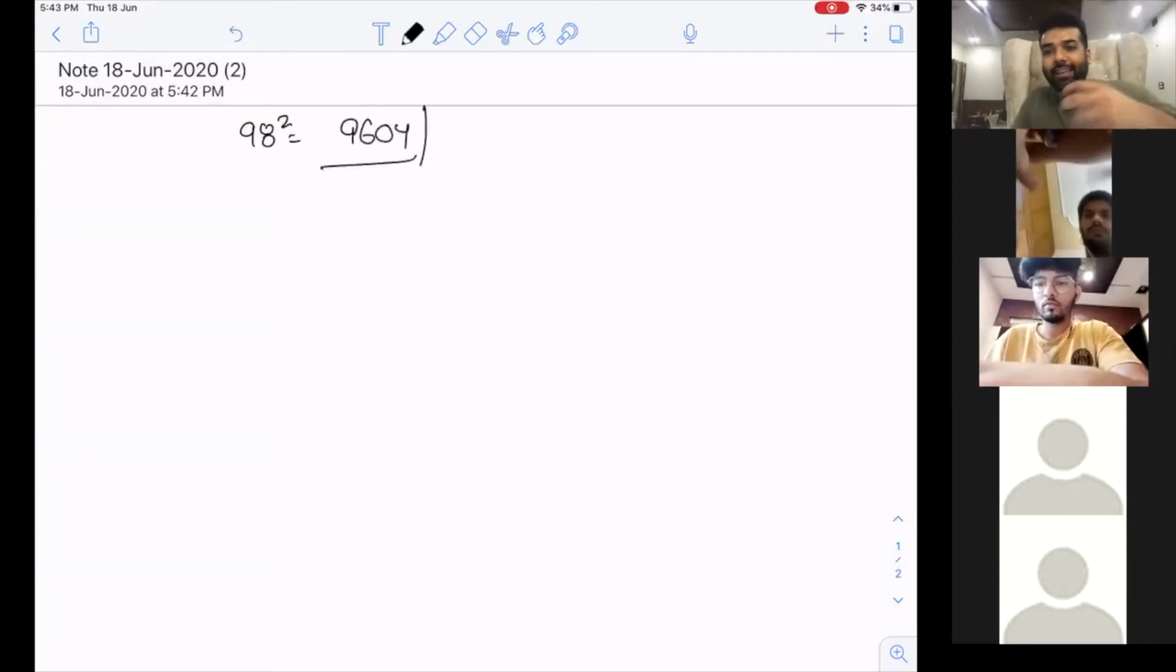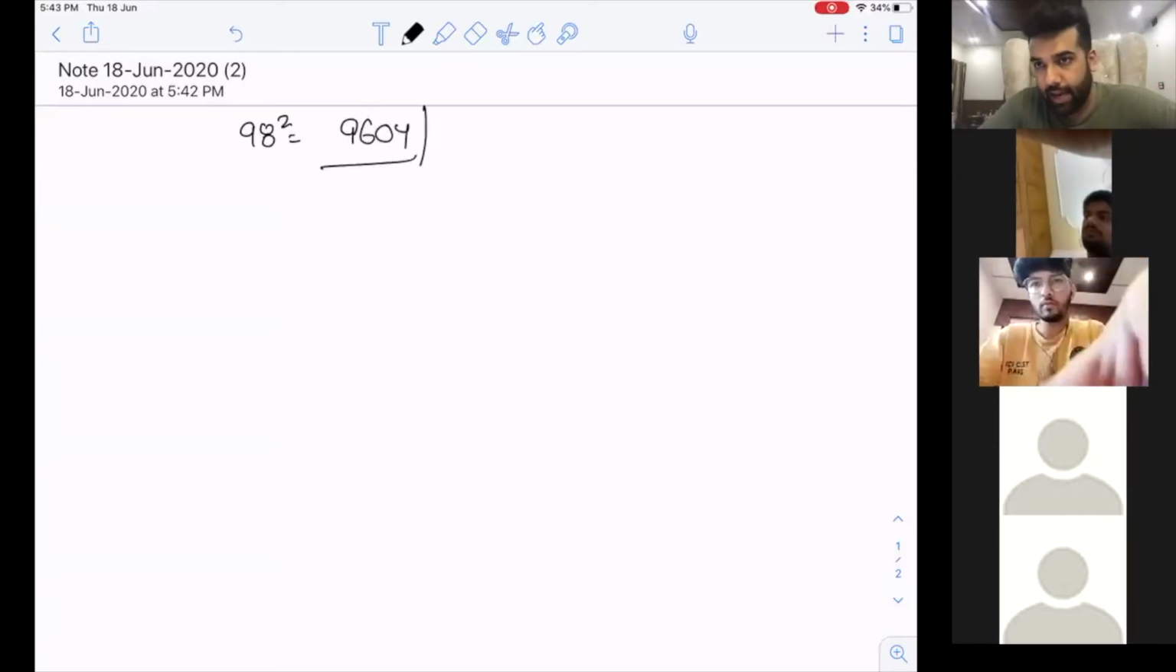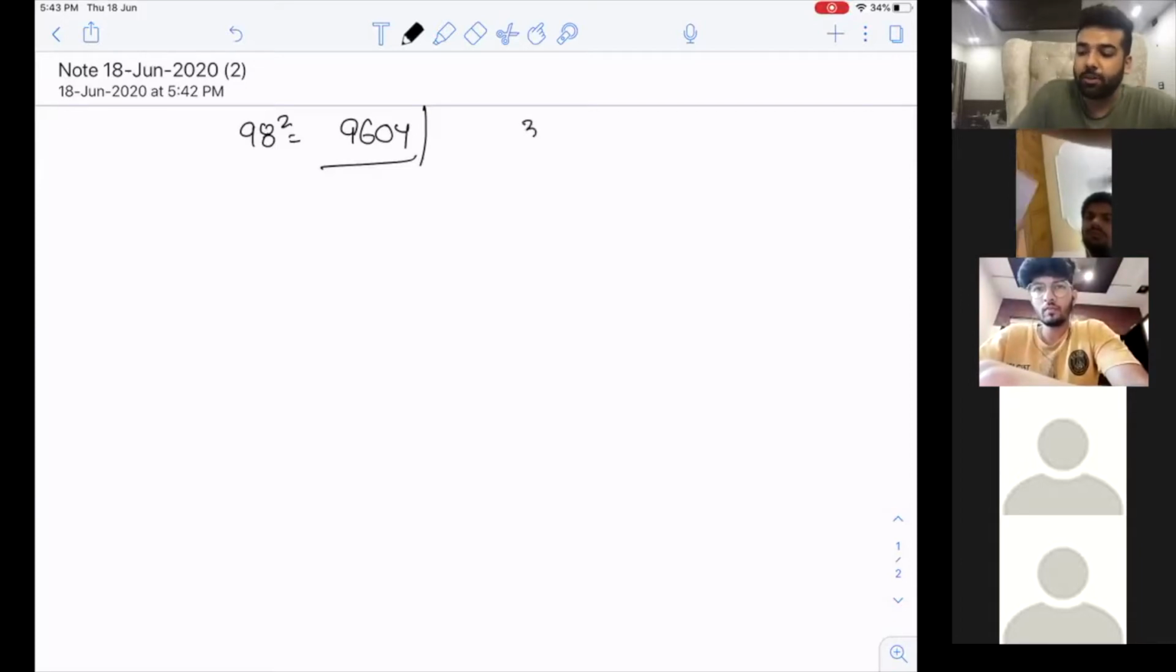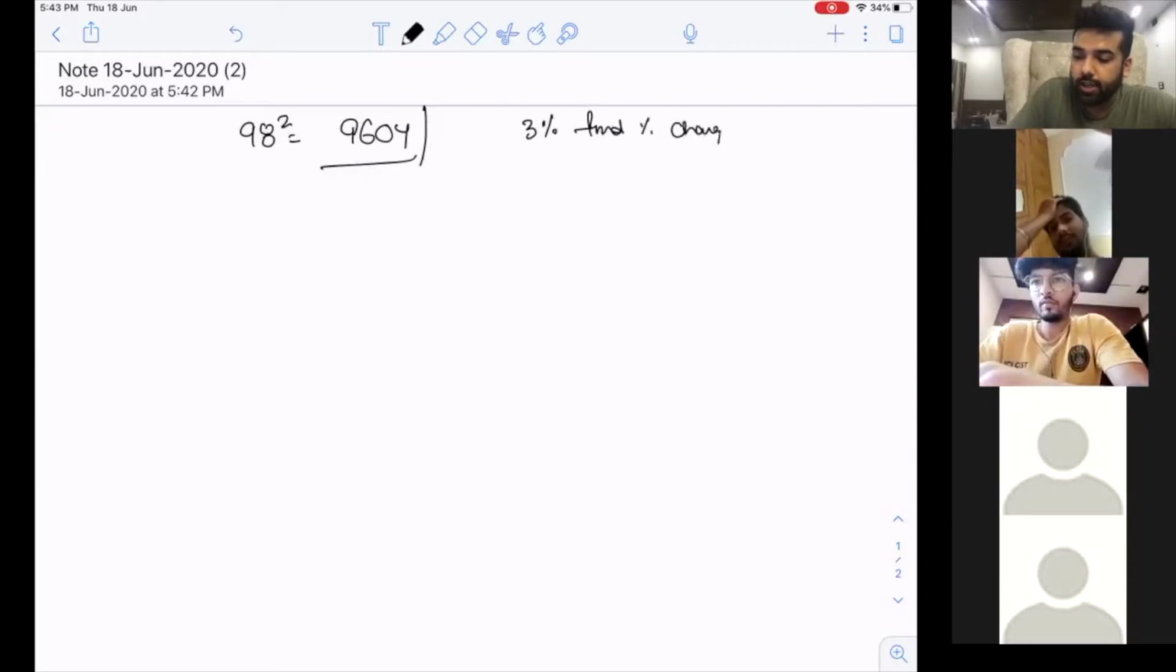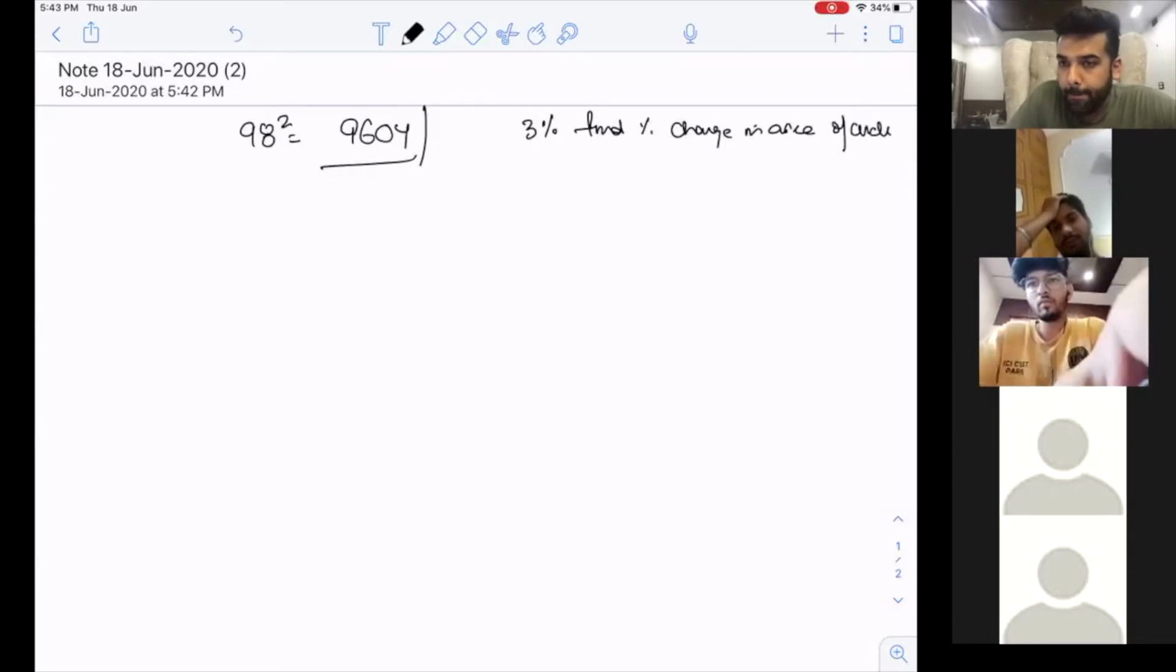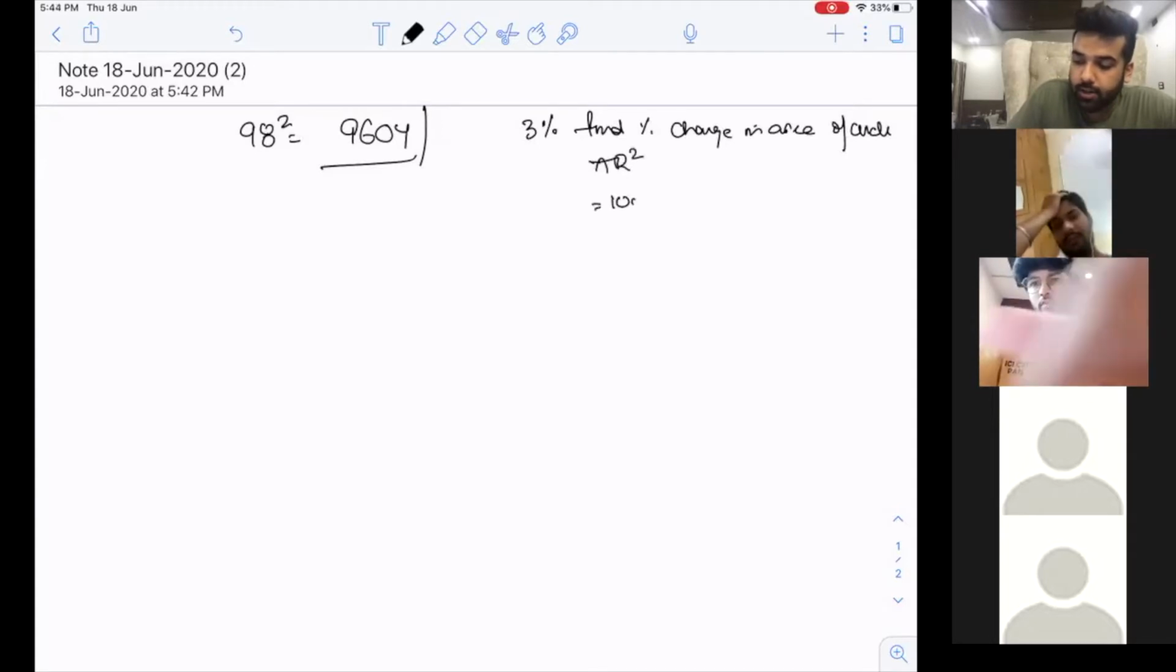We need to do our calculations faster, because what we'll learn now is going to make our calculations way too fast. We want our calculations to be spot on, top notch, for a reason. Say I ask you: the radius of a circle is increased by 3%. Find the percentage change in area. So we assume the area of a circle, what is it? Pi r square. So if the radius is 100, what is 100 square?